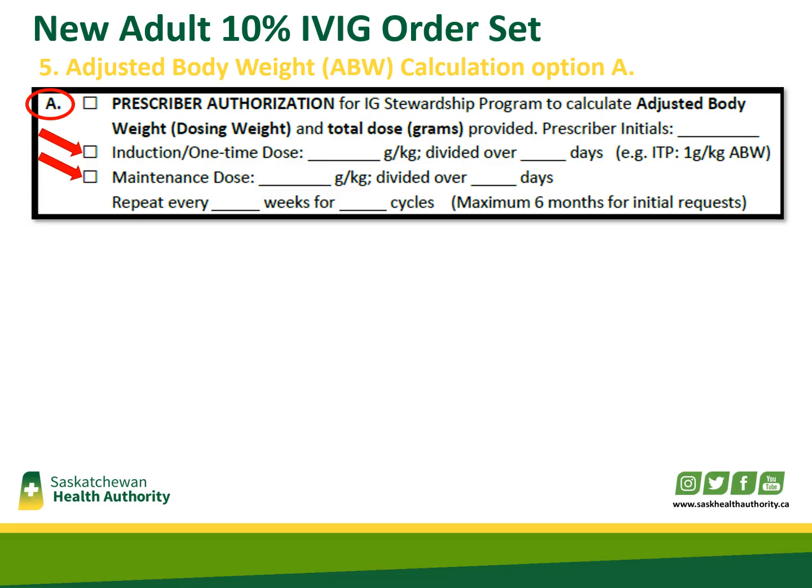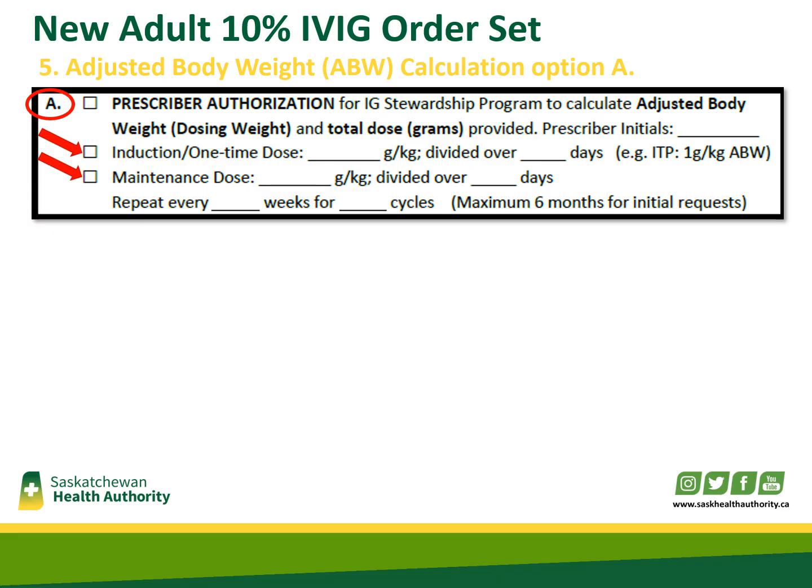Okay, back to the order set. So if the physician has selected option 5A, they essentially are giving authorization to the IG Stewardship Program or the Transfusion Medicine Lab to calculate the adjusted body weight and the total dose in grams. They no longer have to put their prescriber initials in this little space here. As long as they've signed the bottom of page 2, that will suffice that they're approving this authorization.